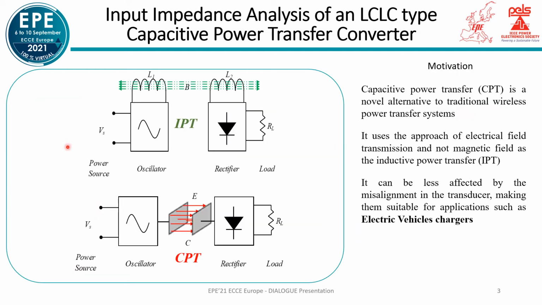The motivation behind this is that CPT systems are a novel alternative to traditional IPT systems that use the magnetic field approach. Now they use this electrical field approach, and with this, they can be built in a way that the misalignment of the wireless power transducer affects less the power delivered to the load. So they are suitable for applications such as electric vehicle chargers, and also, not using a magnetic field, it will avoid some losses, for example, due to eddy current losses.